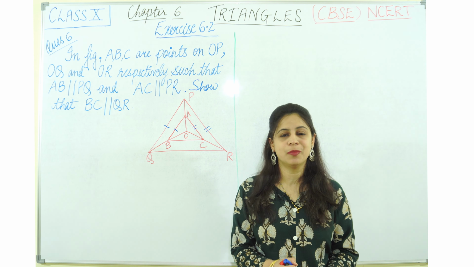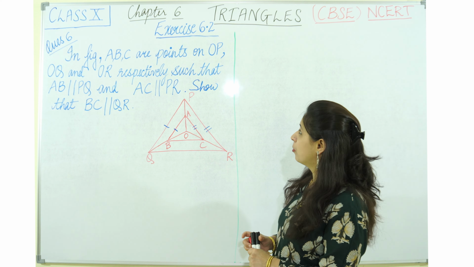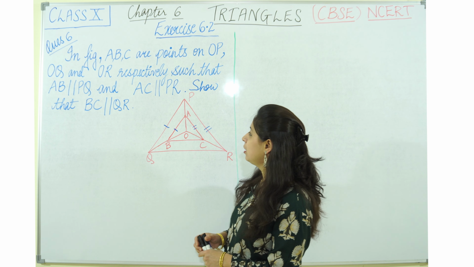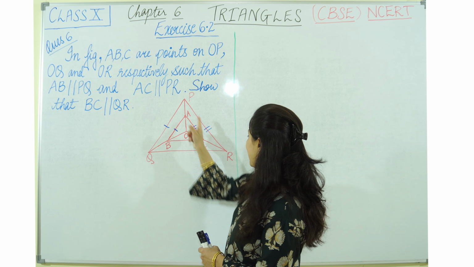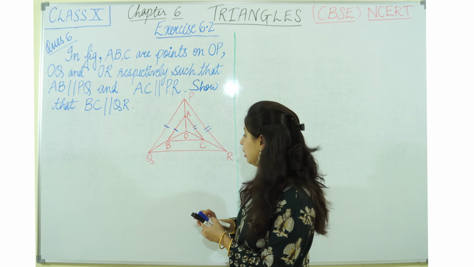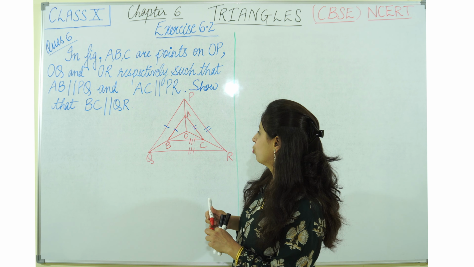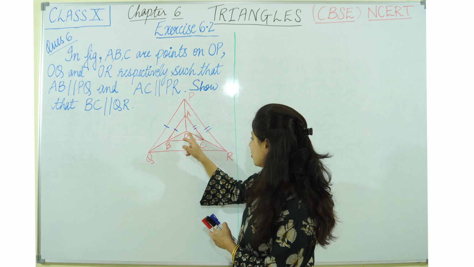So let us start with question number 6 of exercise 6.2 of chapter 6, Triangles, for class 10 CBSE NCERT. Question number 6 says, in the figure, A, B and C are points on OP, OQ and OR respectively, such that AB is parallel to PQ and AC is parallel to PR. Show that BC is parallel to QR. This we have to show, where A is on OP, B is on OQ and C is on OR.